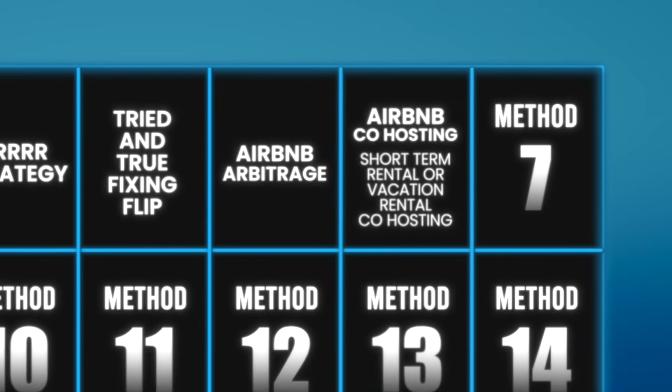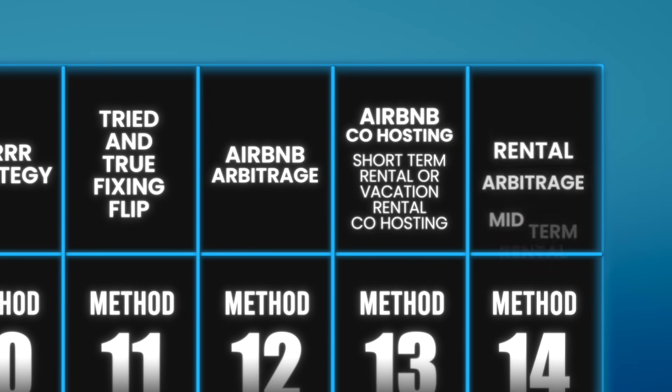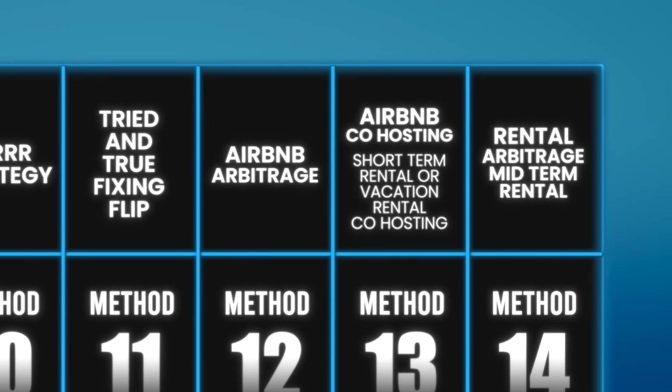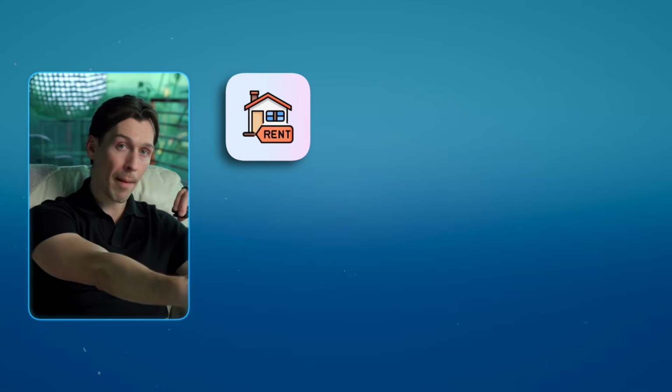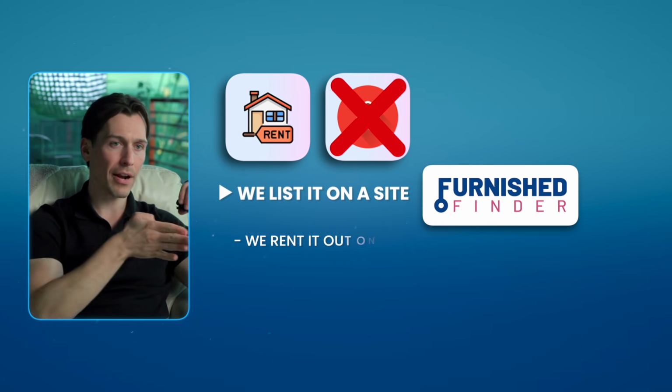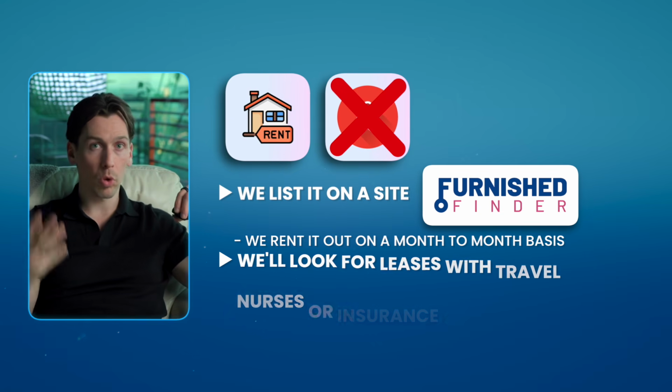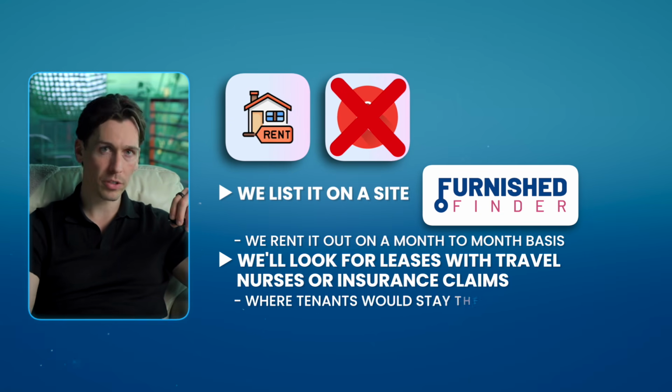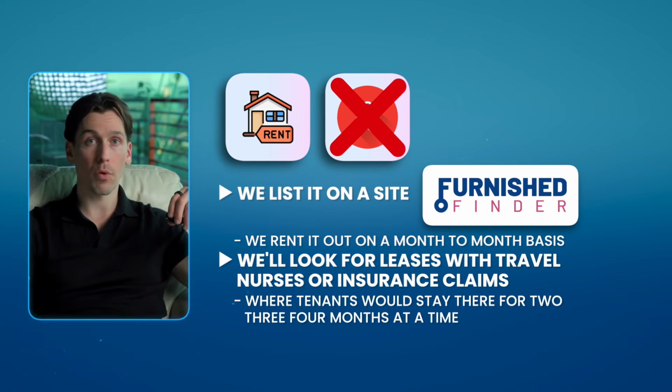And finally, in the creative and low capital section, we've got rental arbitrage for mid-term rentals. So this is almost identical to what we just talked about, where we rent a property, and instead of listing it on Airbnb, we list it on a site like Furnished Finder, and we rent it out on a month-to-month basis. So we'll look for leases with travel nurses or insurance claims where tenants would stay there for 2, 3, 4 months at a time.